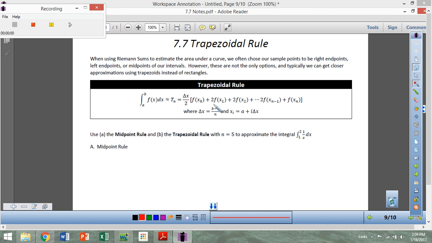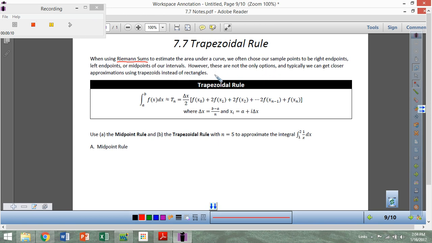Okay, in this video we're going to go back to estimating an area under a curve. So a long time ago we did this thing called Riemann sums, which helped us, using rectangles, to evaluate or to estimate the area under a curve. Then we got into finding the exact area using definite integration.